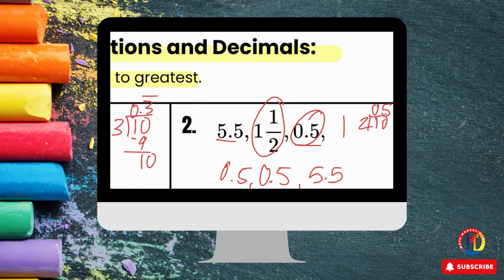We can also write it with, oh, I forgot the 1. That's why it's the same thing. It would be 1 5/10, or 1 1/2. So when we put them in order from least to greatest, 5/10, 1 1/2, and then 5 5/10 would be my greatest value. So there's my answer.